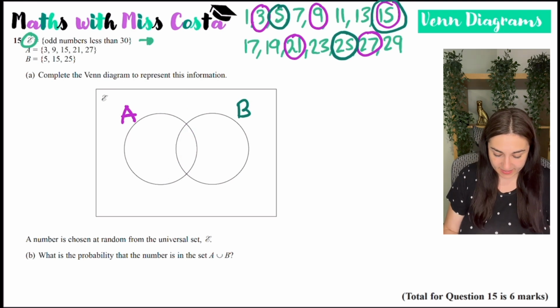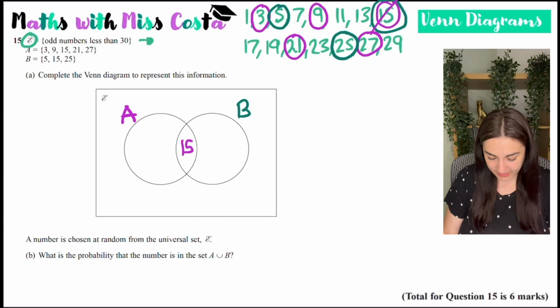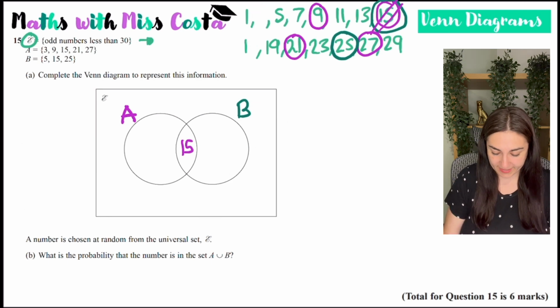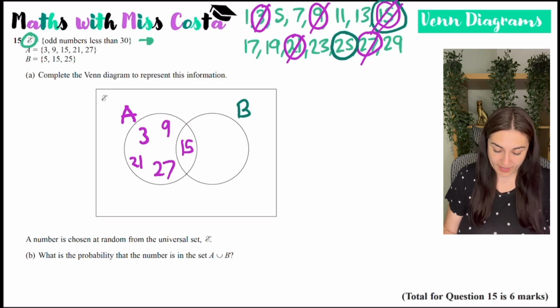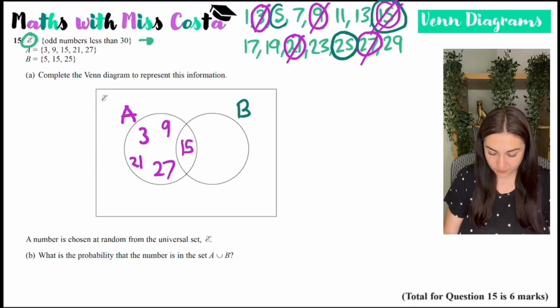So in here, I am going to write 15. And then I can cross it out because I've already written it in my Venn diagram. Then let's start with what I would write for A. So I've got 3, 9, 21 and 27. And then what do I have for B? I've got 5 and 25.